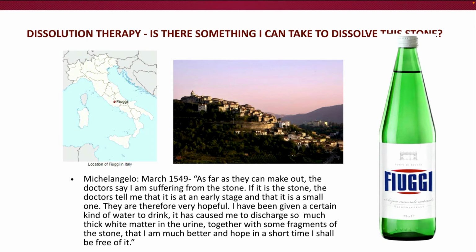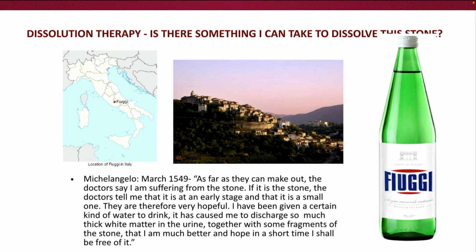And in his journals, there's a passage that I'm going to read because I love history, so it's really interesting. He said, "As far as they can make out, the doctors say I'm suffering from the stone. If it is the stone, the doctors tell me it's at an early stage and that it is a small one." They have no imaging, so they're just reassuring him. "And they are therefore very hopeful. I have been given a certain kind of water to drink, and it caused me to discharge so much thick white matter in the urine, together with some fragments of the stone, that I'm much better, and hope in a short time I shall be free of it."